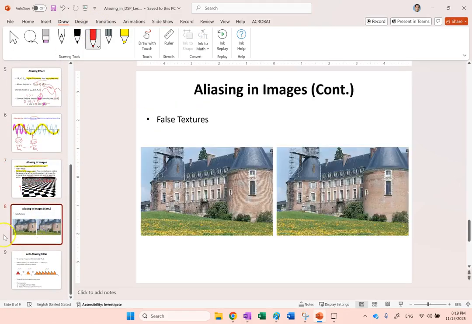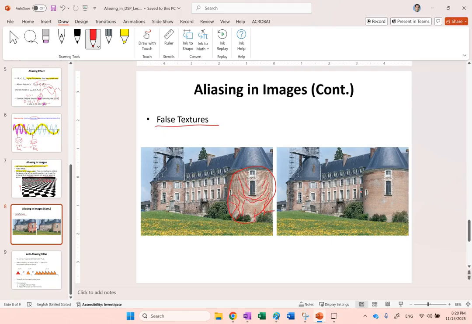Another interesting thing you can see is false textures. Look at this image. This is the original image, or at least the image with an anti-aliasing filter. So this is a castle. And now look at this one here. This is an aliased version of it, and you see that you get all of these patterns on this wall that do not actually exist. This is happening because of aliasing.